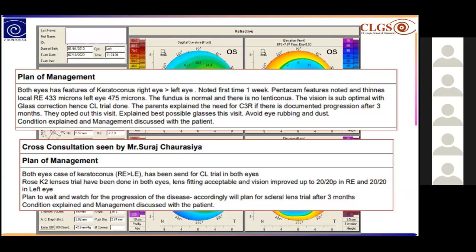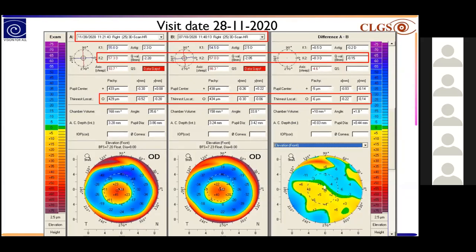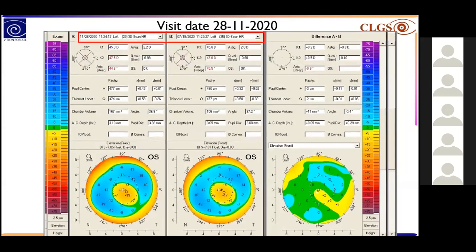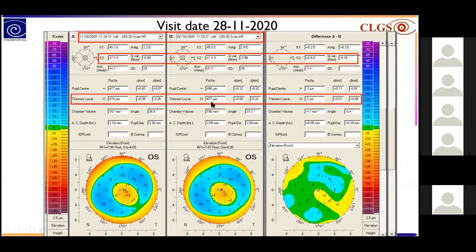The patient went back, and came after 3 months, on 28th November 2020. This is the comparative map of the right eye. There was no significant change in the Pentacam between the first visit and the visit after 3 months. The corneal thickness and the maximum K reading were almost the same as the previous visit, so it was considered that there was no progression in the right eye, and the same for the left eye. The corneal thickness in the previous visit and in this follow-up visit was almost the same.